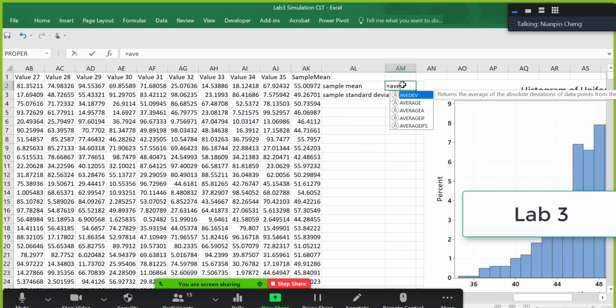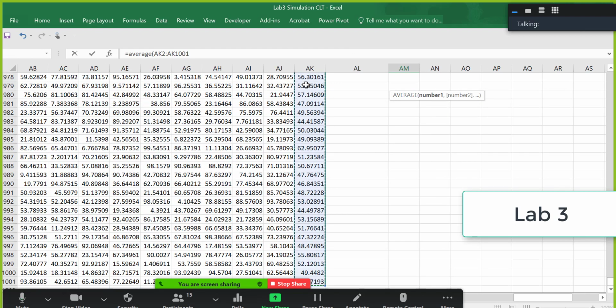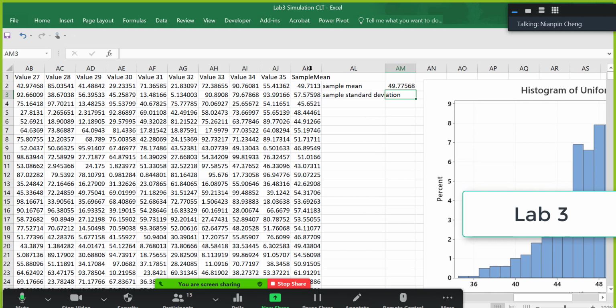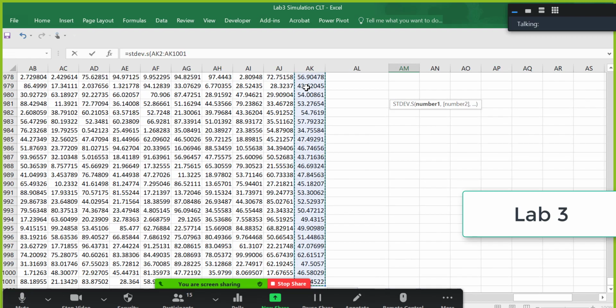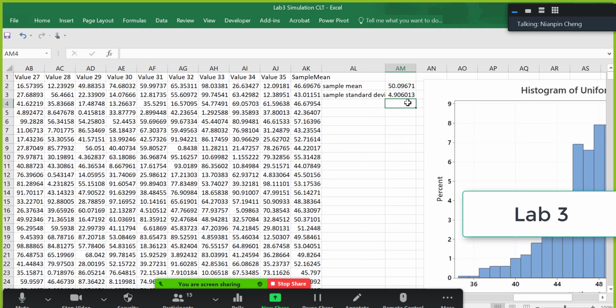So the sample mean is the average of this one. Now we talk about this 1,000 statistic, the sample mean. We have 1,000 samples, so we know where the average is. For the standard deviation, we just use the sample standard deviation. So this is the sample standard deviation.